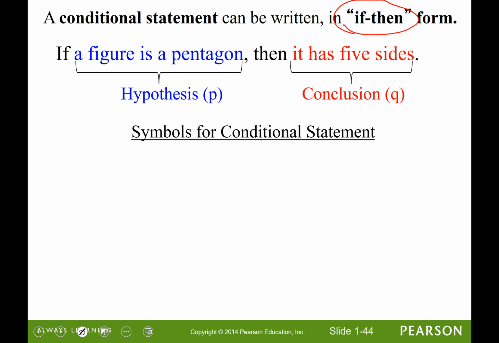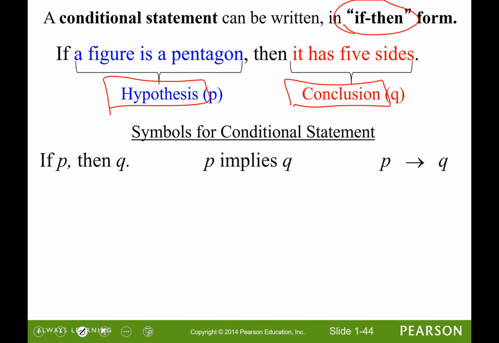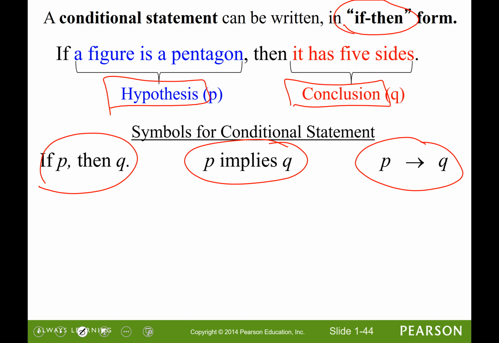Symbols for conditional statements. So we're going to use those lowercase p and those lowercase q's. Whenever you see a lowercase p, think, okay, that's the if statement, the hypothesis. Whenever you see the lowercase q, think that's the conclusion. Okay, if p, comma, then q. So this is a notation that you'll see sometimes for conditional statements. P implies q. And P with this arrow in between pointing towards Q. All three of these mean the same thing. They mean that if P occurs, then Q will occur.